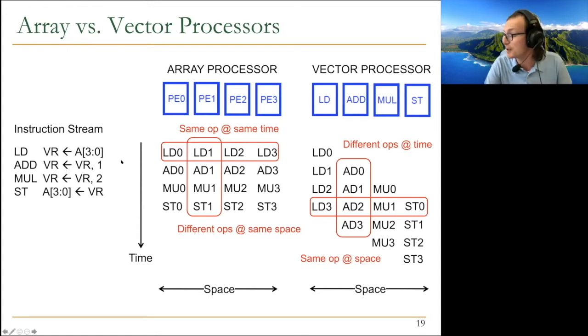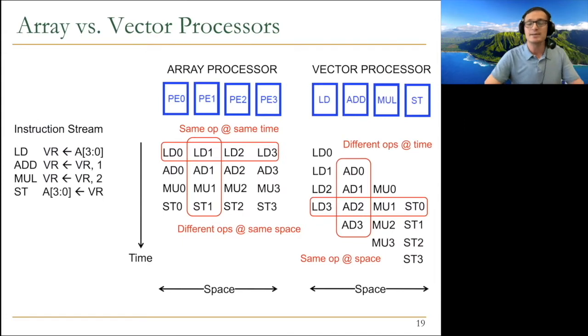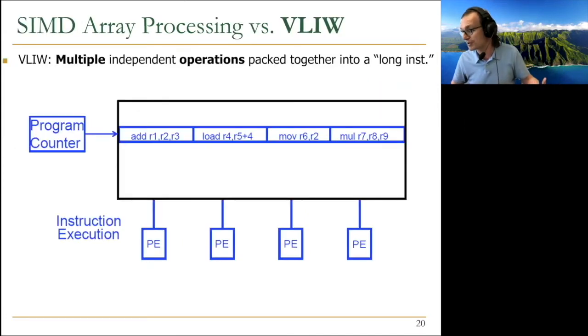These are actually general purpose registers from in a vector machine. You can think of it that way, except they store vectors as opposed to scalars, right? Okay, so let's also contrast the SIMD processing with VLIW. Remember, VLIW we discussed, and VLIW is also very important.